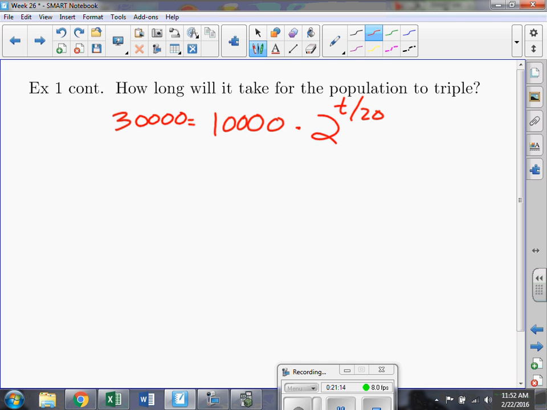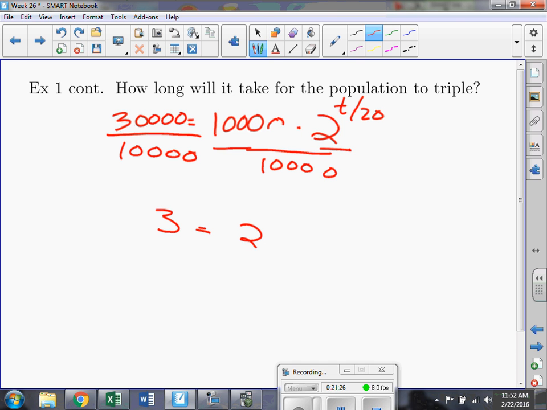Okay, so we can start by dividing by the... We can divide out by 10,000, giving us 3. Well, that makes sense, shouldn't it? 3 is tripling. And now we have this equation. What would you do to solve it?